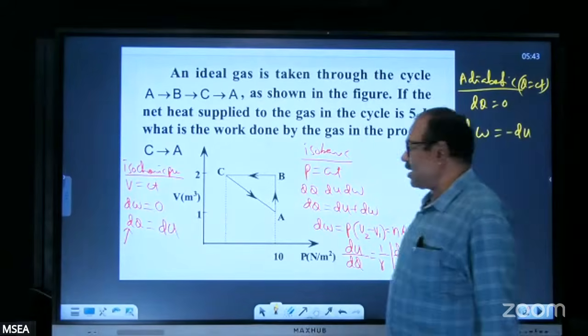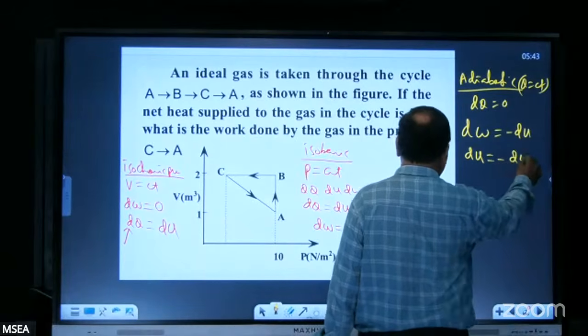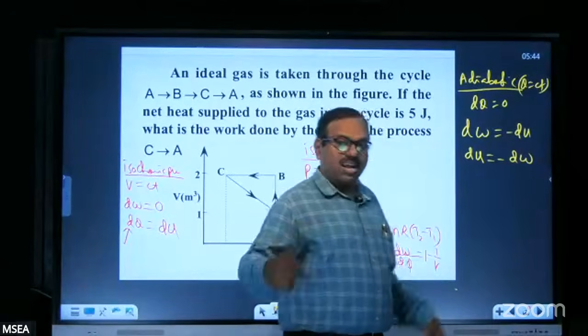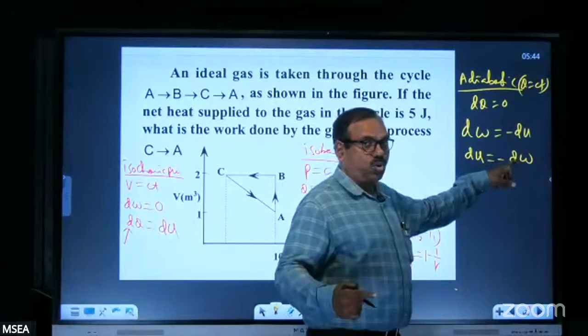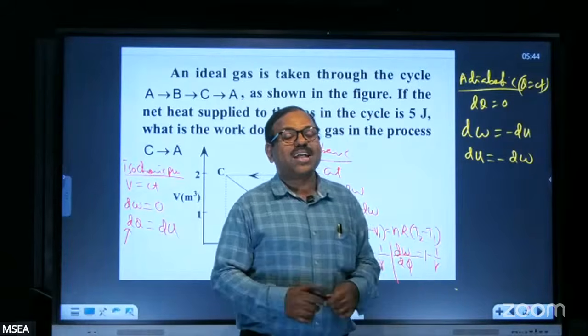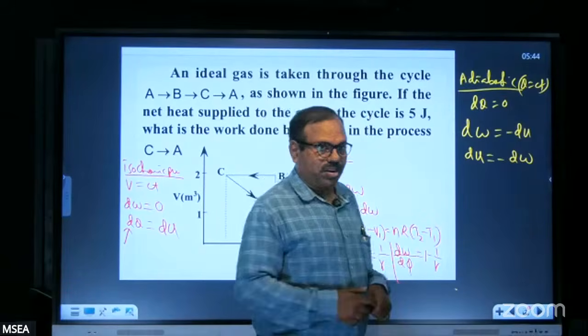Or we can write it as du is equal to minus of dw. Suppose work is done by the system, as work is done by the system, dw is positive. Once it is positive, into negative is negative, so du is negative. That's why its temperature decreases, it is cooled. Okay, like that you have to remember.